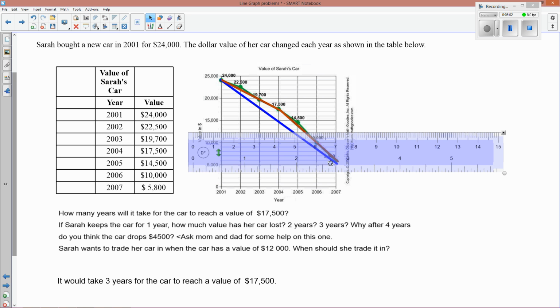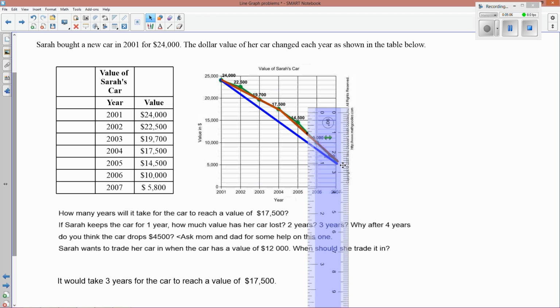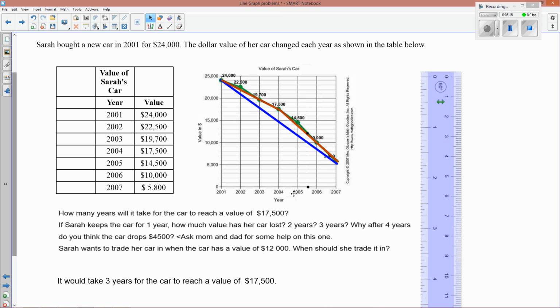And then we can just use our ruler and flip it around and goes down to there. So pretty much halfway through the year 2005 is when Sarah's car will probably be worth about $12,000, which is when she wants to trade it in. So she wants to trade it in somewhere about halfway through the year 2005. So after she's owned the car for 1, 2, 3, 4.5 years.